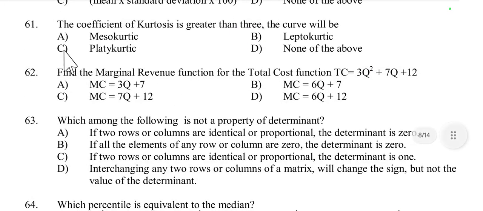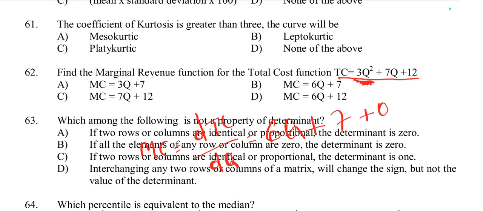Then question number 62, find the marginal revenue function of the total cost function TC is equal to 3q square plus 7q plus 12. So here total cost is 3q square plus 7q plus 12. Marginal cost MC is equal to dTC by dQ. So derivative of total cost with respect to q. So 3q square, derivative of 3q square is equal to 3 into 2 is equal to 6, 6q plus 7q derivative is equal to 7 plus 12 derivative is equal to 0. This implies 6q plus 7.